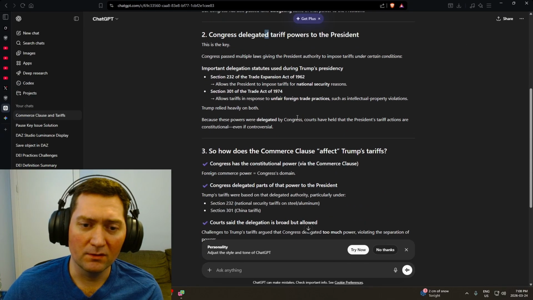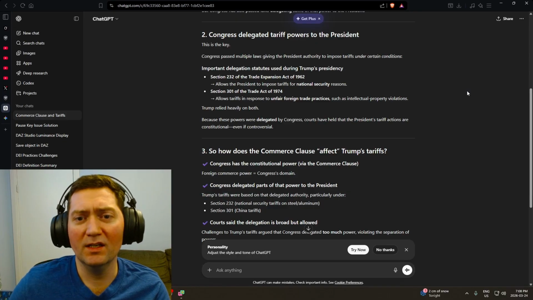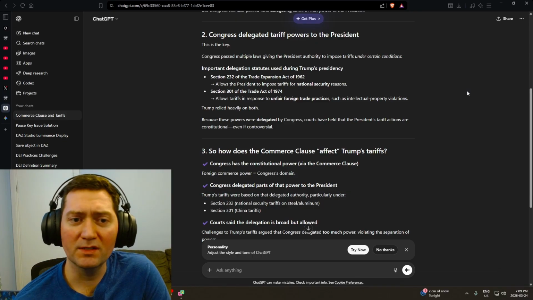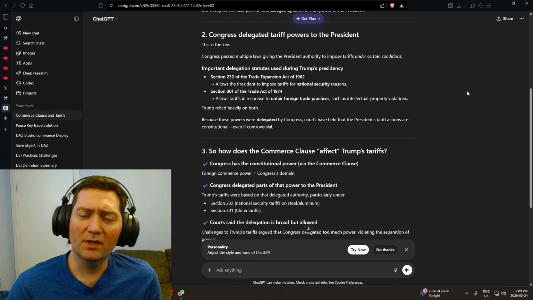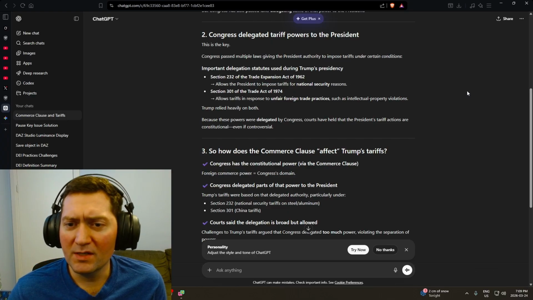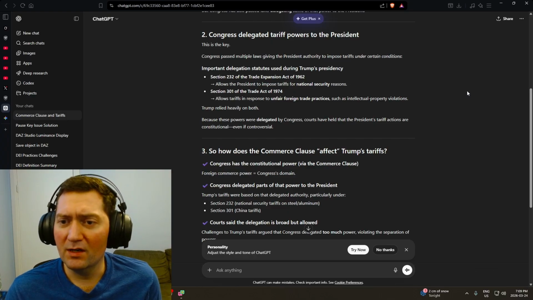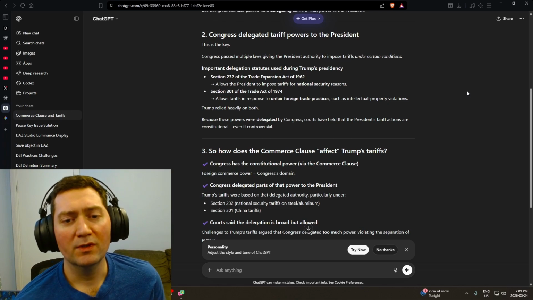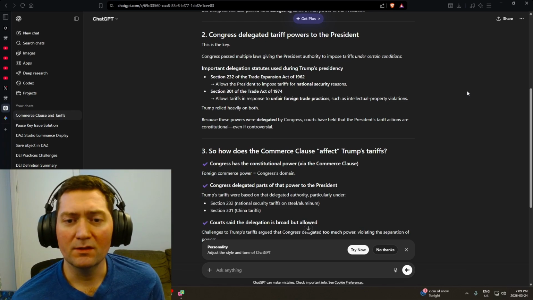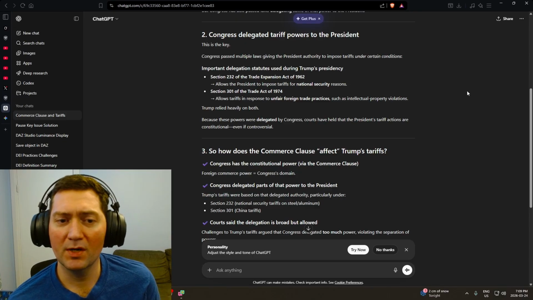Okay, here we go. Congress delegated tariff powers to the president. This is the key. Congress passed multiple laws giving the presidential authority to impose tariffs under certain conditions. Important delegation statutes used during Trump's presidency.